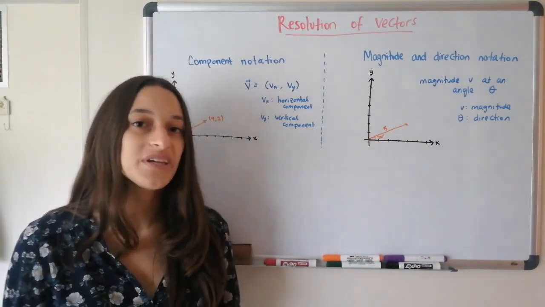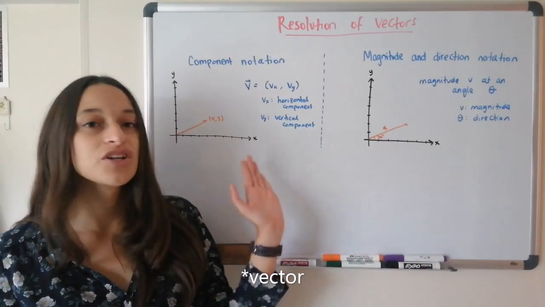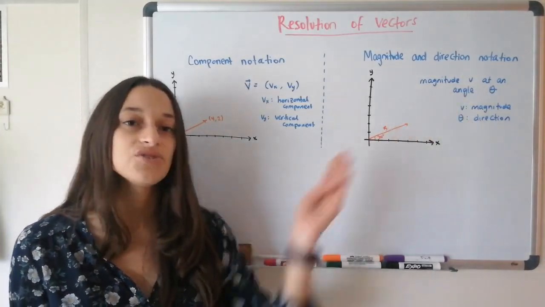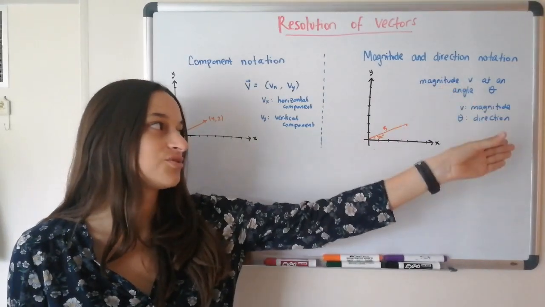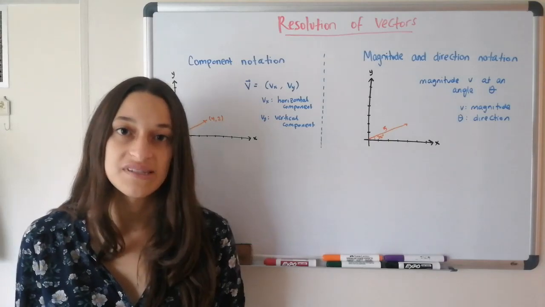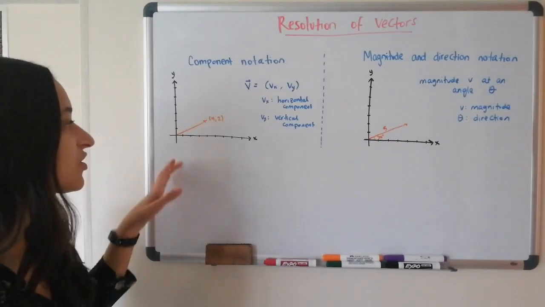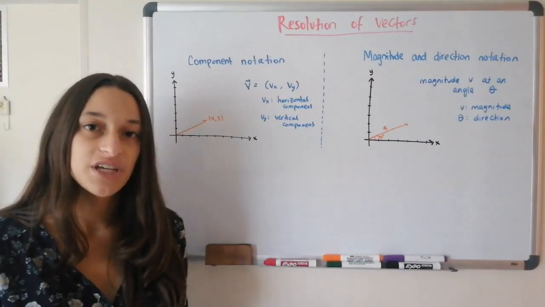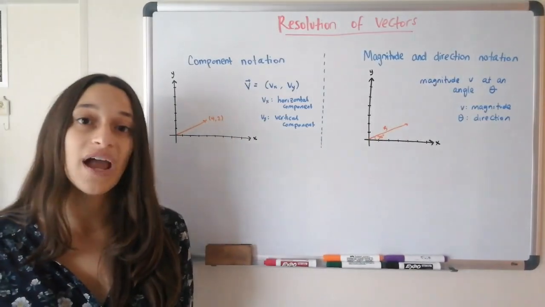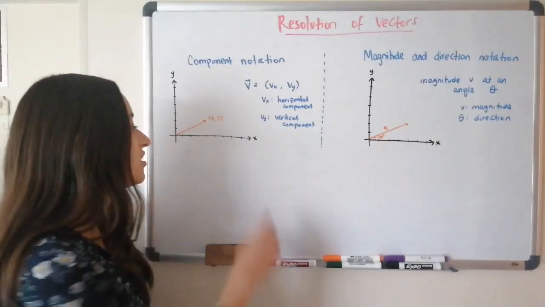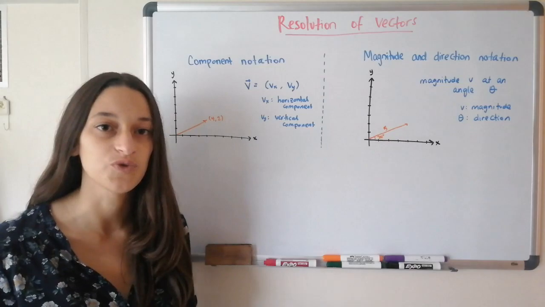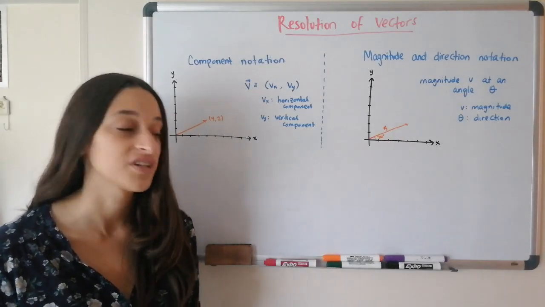So let's see how we could convert. If we are given a vector in component notation, how can we find its magnitude and its direction, and if we're given a magnitude and a direction, how can we find the vertical and horizontal components. Okay, so let's start over here. What's going to help us figure this out is that vectors create a right-angled triangle when they're put in a coordinate plane. So here's when it's going to become really useful, what we learned before about trigonometry.